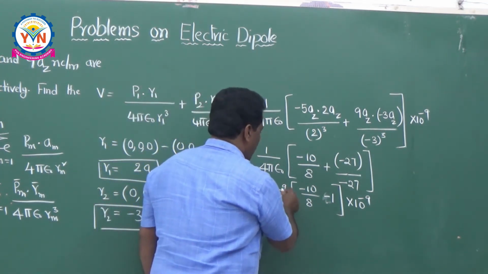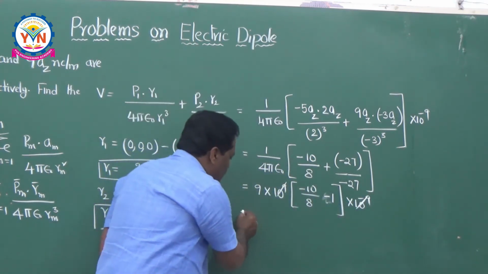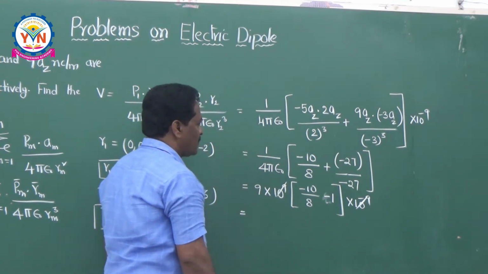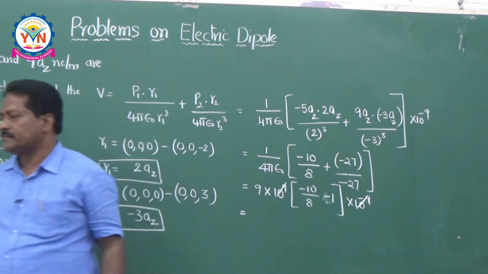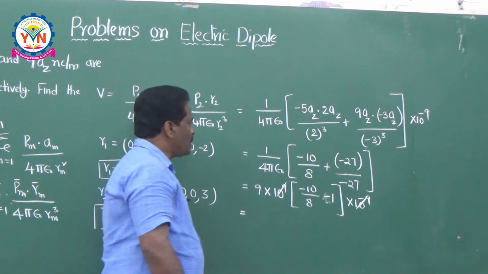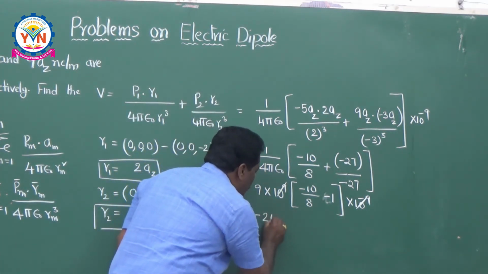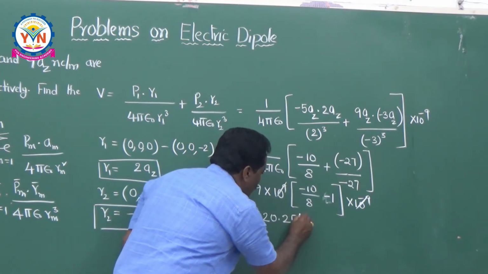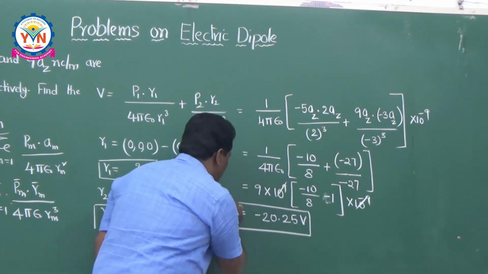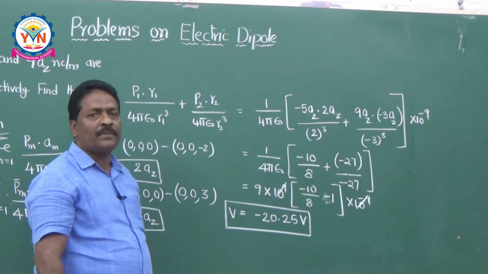This is 10 to the power of 9, 10 to the power of minus 9, it will be cancelled here. So the answer can be simplified as minus 20.25 volts. So this is the potential due to the two dipoles here. Okay. So let us see the next problem.